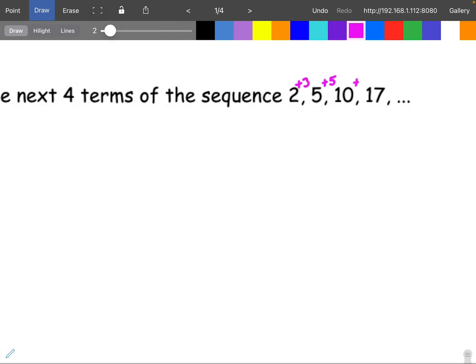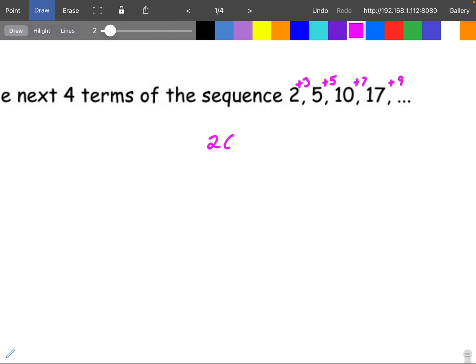Okay, so let's keep going. 10 to 17 is an increase of 7. So although the change isn't constant, the amount that the change is changing by is constant. We notice that we are adding 2 more each time. So we're adding 3, then we're adding 2 more, which is 5, then we're adding 2 more than that, which is 7. So then next, we're going to be adding 9.